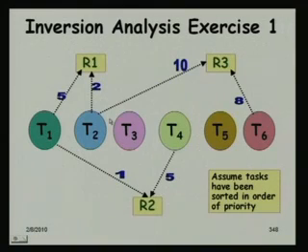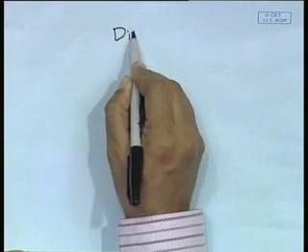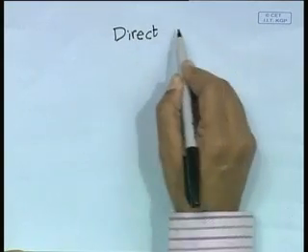Now let us do an exercise. So let us assume this is the situation, again 6 tasks arranged in increasing order of their priority. So let us find the 3 types of inversions and then find the maximum inversion that a task can suffer. So, first let us do the direct inversion. You tell me the values, I will write here the direct inversion table.